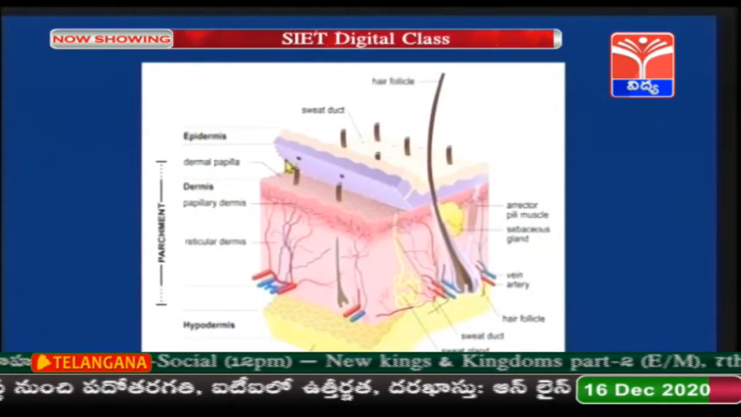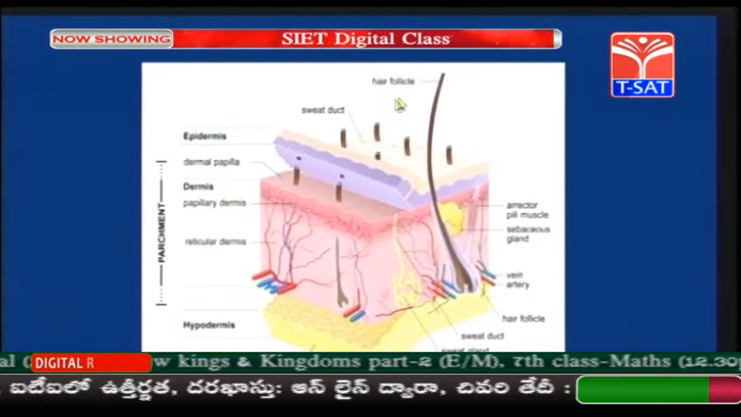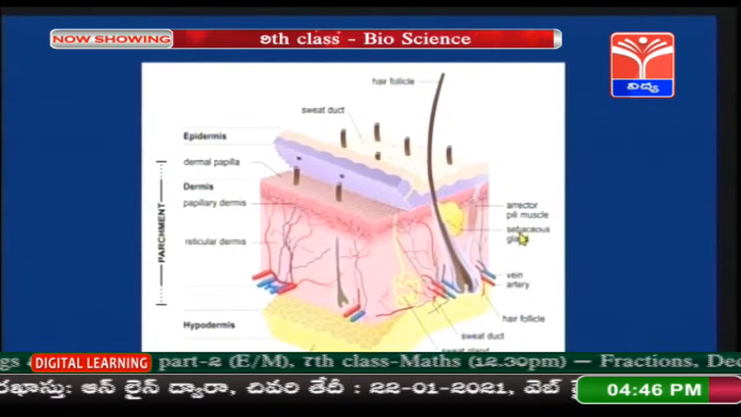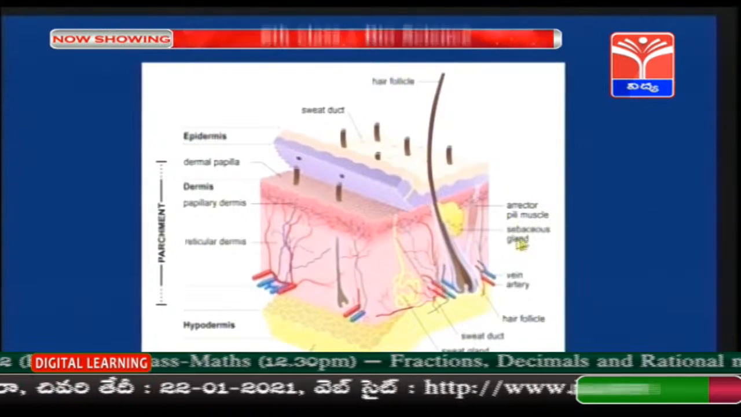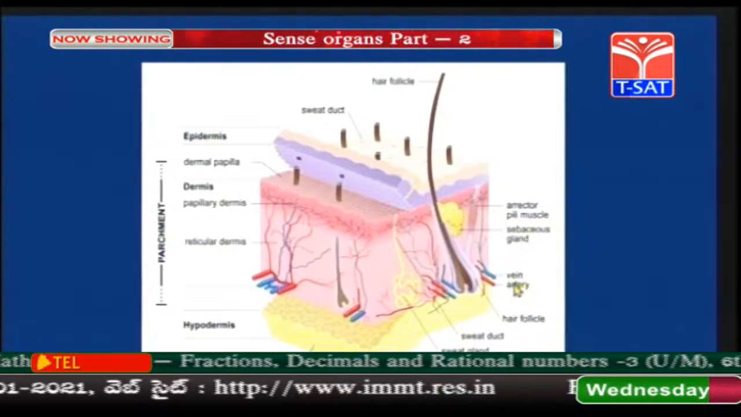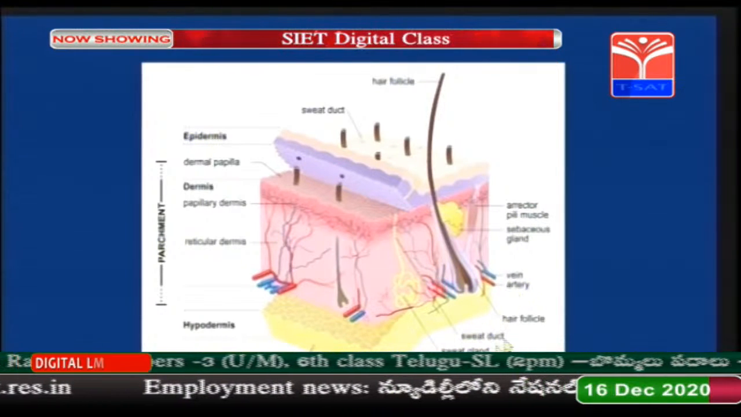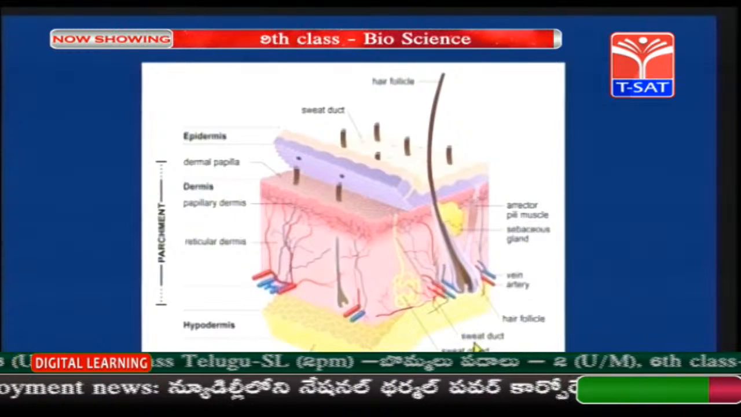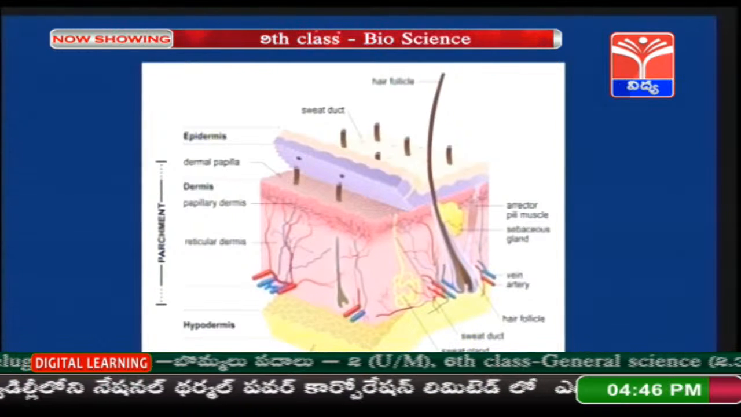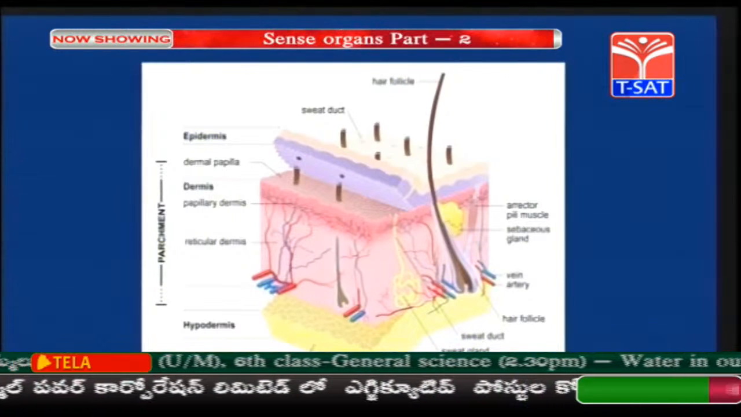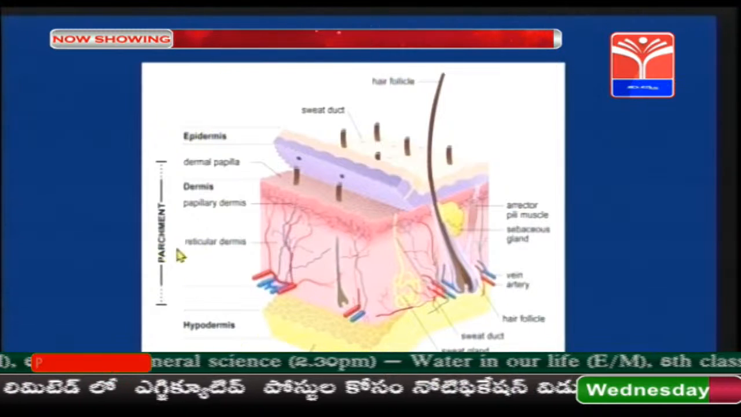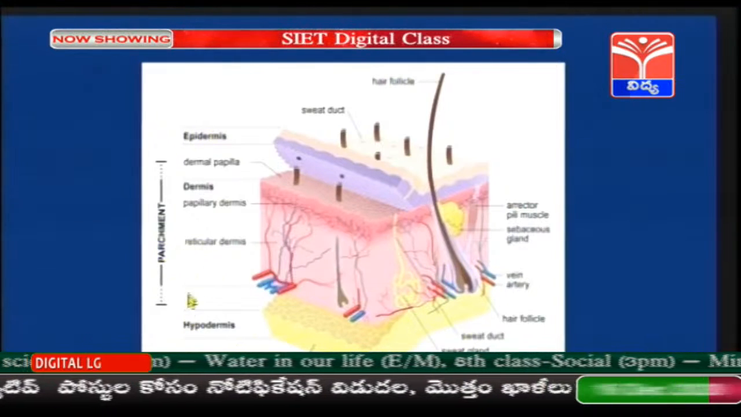You can see here dermal papillae, this is the hair follicle, this is the sweat duct, erector pili muscle, sebaceous glands, this is the vein and artery. Obviously it has to be supported with the blood vessels, right? This is the hair follicle, this is sweat duct, sweat gland, subcutaneous fat cells, hypodermis, reticular dermis, right children?